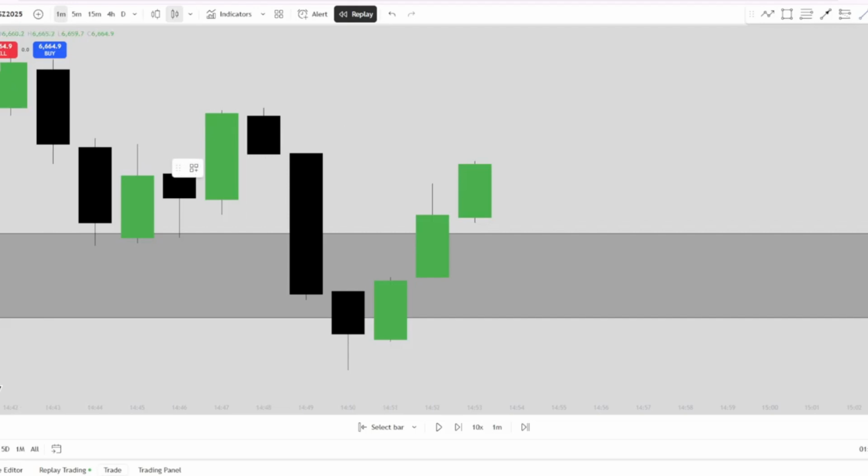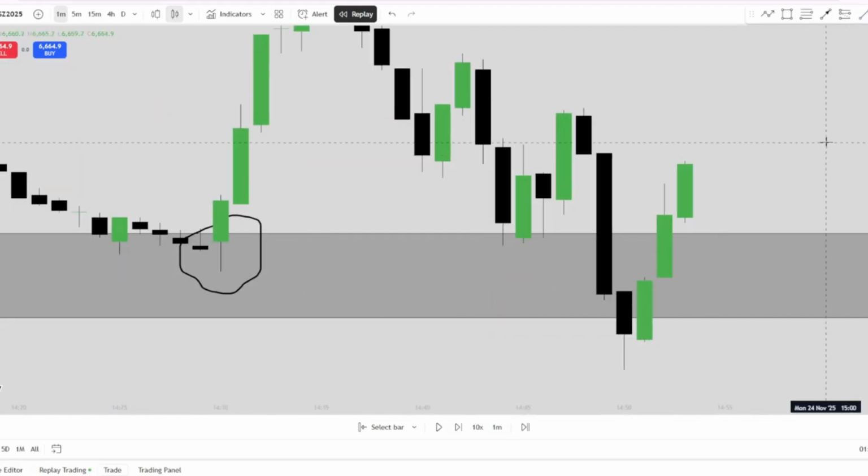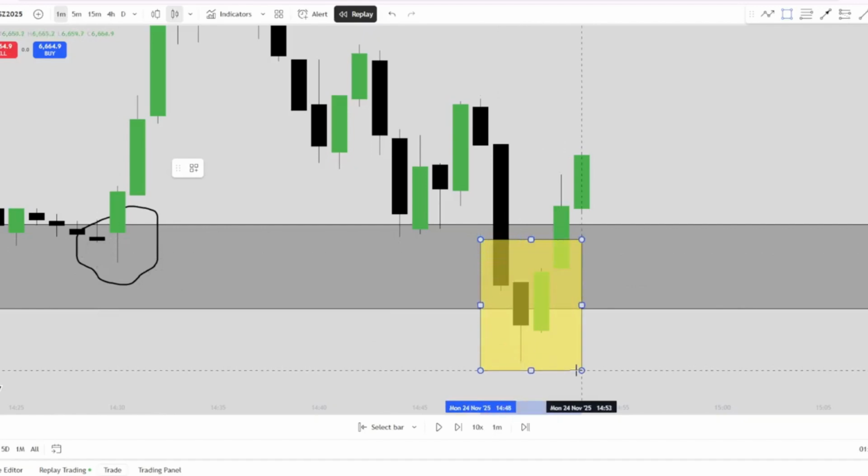So the way I like to trade this is I want to focus on the second tap into my zone. So this here is the second tap right here, not this. This is the first tap. This is still the first tap because we haven't taken out this initial tap over here. So this is now your second tap.